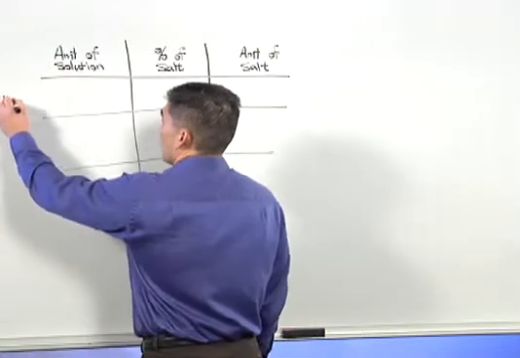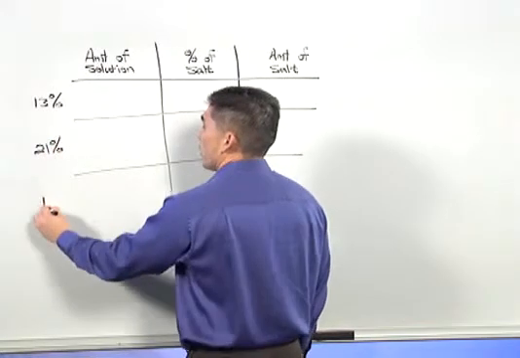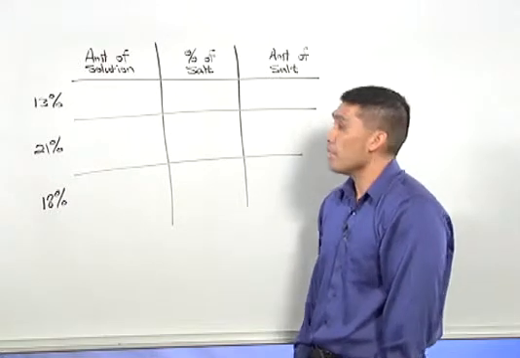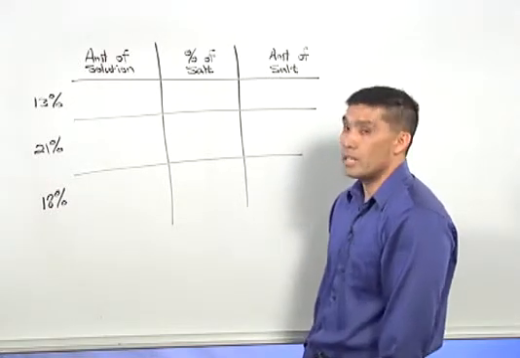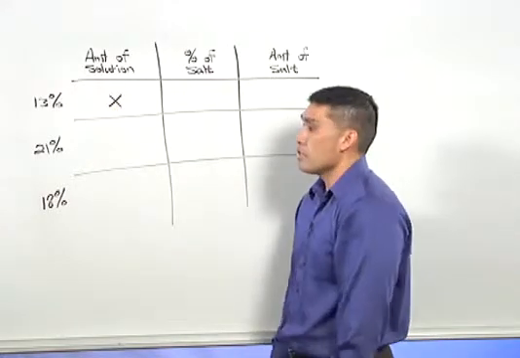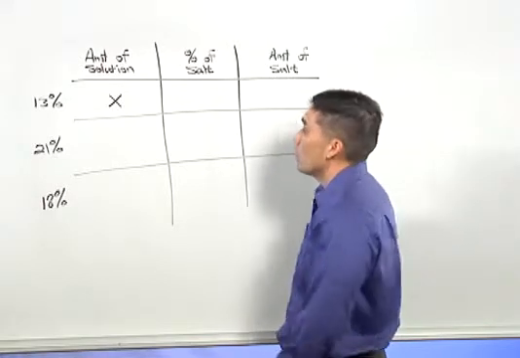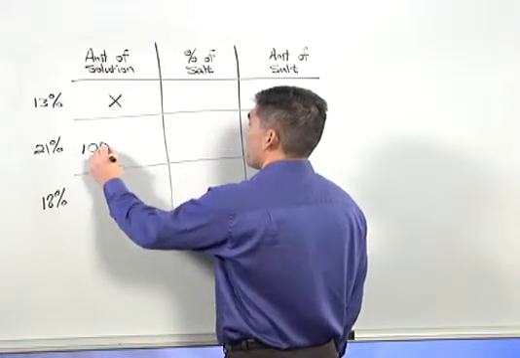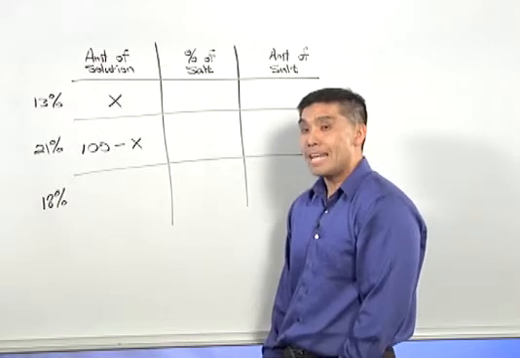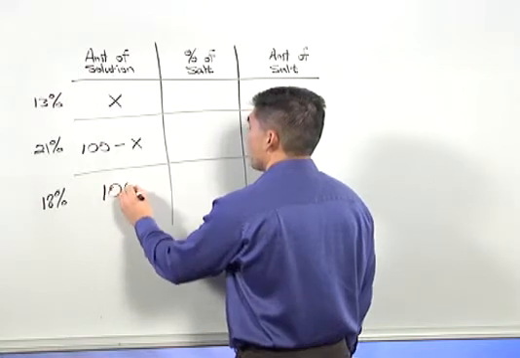The first column will label the 13% solution, the second the 21% solution, and the third the 18% solution. Now let's fill in the information boxes. The amount of solution in the 13% solution is unknown, so we'll call that X. Since there was a total of 100 milliliters being combined together, we'll call the 21% solution 100 minus X. And we wanted to make 100 milliliters of the 18% salt solution, so the amount of solution for the 18% bottle is 100 milliliters.